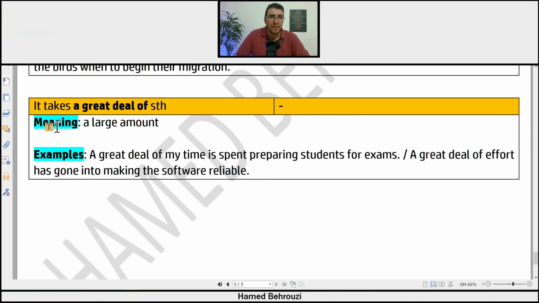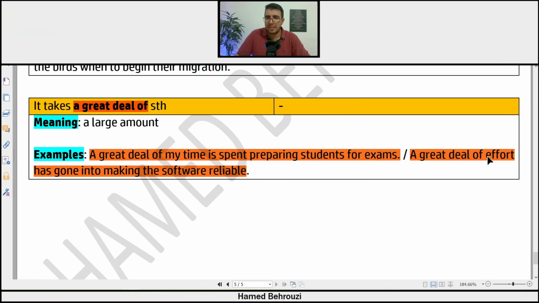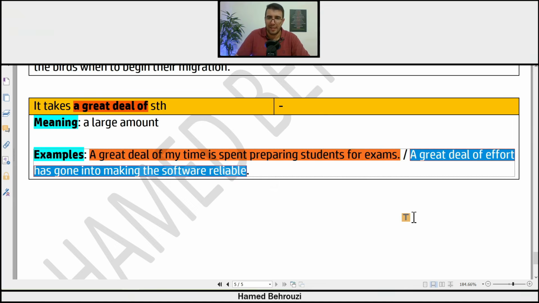Anyway, it takes a great deal of something. I wanted to teach this one. A great deal of. A large amount of. A great deal of my time is spent preparing students for exams. It's very simple. A great deal of effort has gone into making the software reliable. It means they have spent a lot of effort. They have put a lot of effort into it.